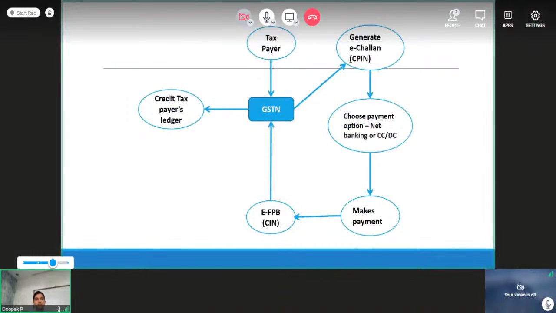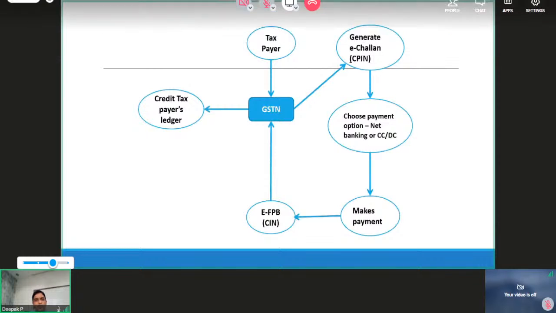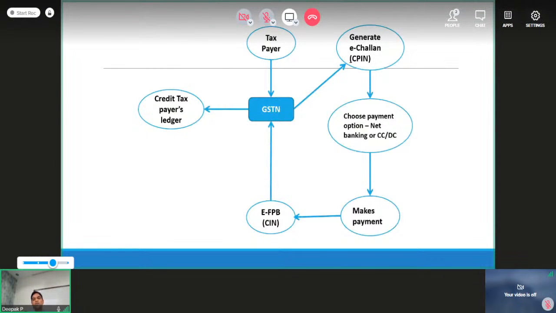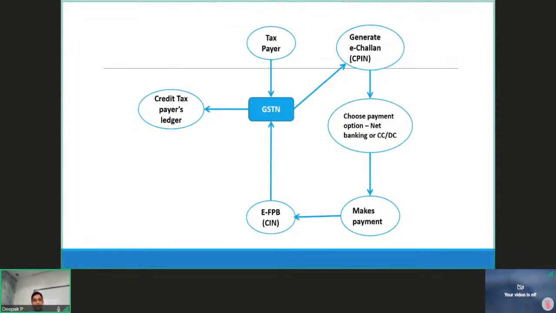Of payment from the electronic cash ledger works. This flow is only for your understanding to see when CPIN and CIN get generated. Nothing to do with law, but a practical flowchart to understand how it works.